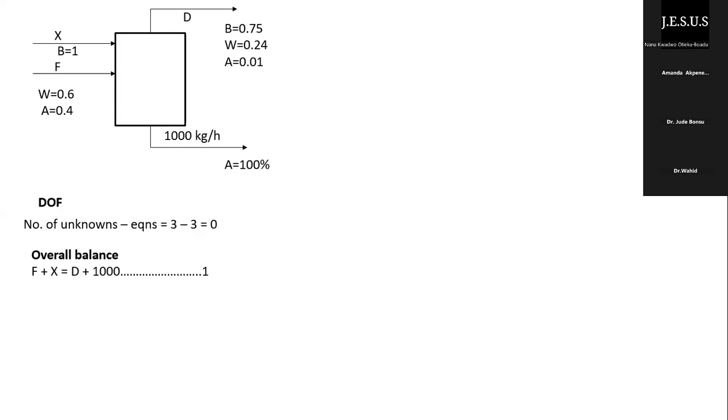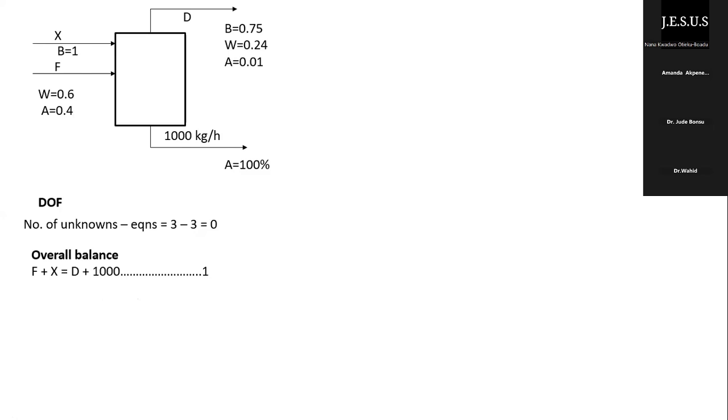So we have our feed coming in, that's the F, and then the X. And then we have the distillate and the bottom coming out. So the sum of what is coming in is equal to the sum of what is coming out. So that's what we are seeing. If we look at the first equation down here, we have F plus X is equal to D plus the 1,000. The F and the X are what are coming in, and the D and the 1,000 are what are coming out.